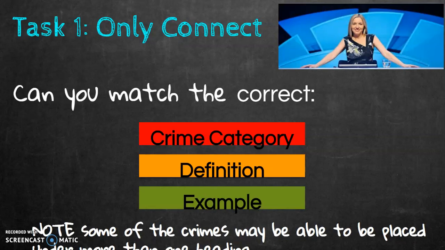Again, pause the video, do your highlighting. Once you think you've got 6 types highlighted in 6 different colours, 6 definitions, and 6 examples, restart the video.